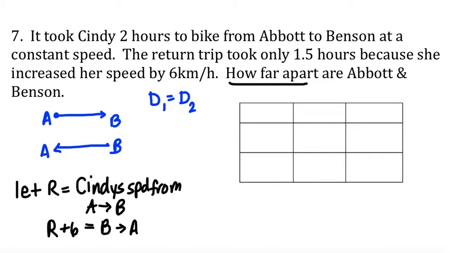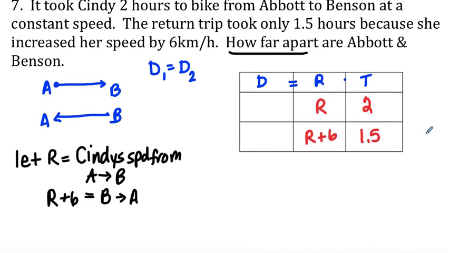I go to my chart, and I got my D equals R times T. All right, so my rate on the way there is R. My rate on the way back is R plus 6. My time was 2 hours for the first one. My time was 1.5 for the second. All right, so that means I'm going to write my distance in terms of R. So 2R and 1.5 times R plus 6.